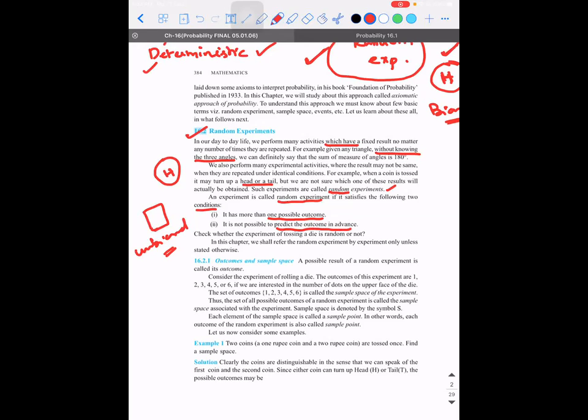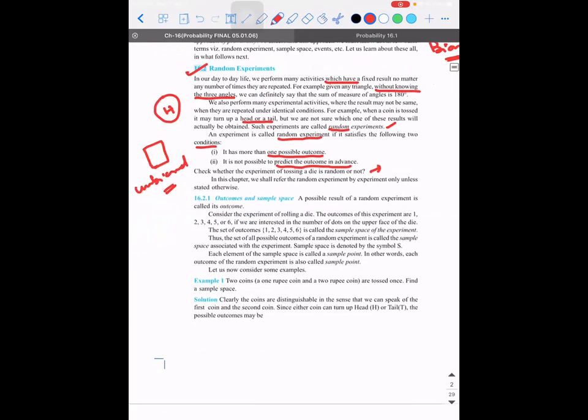Okay. So check whether the experiment of tossing a die is random or not. If you have to answer this question, what will you say? So is tossing a die random or deterministic? Random, sir. Random provided the die is unbiased. If it is biased, it is deterministic. Okay. So in this chapter, whatever experiment we are referring to is always a random experiment unless it is mentioned in the question. So don't worry about it. There is no question of deterministic at all.